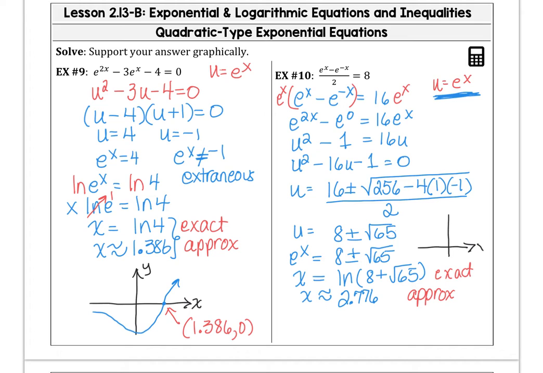This is my x-axis, this is y. The graph looks something like this, and then y equals 8 is going across horizontally right there. That solution is 2.776 when y equals 8, and that does match our two answers, both exact and approximate.